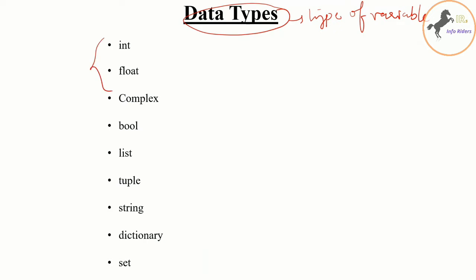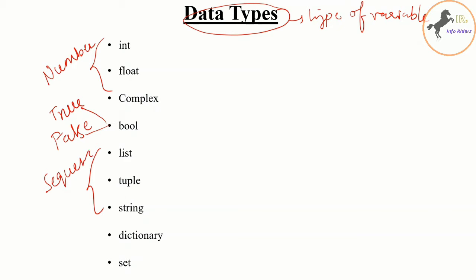These are the three main categories that come under the number categories. This bool is a type which gives the answer as true or false. List, tuple and strings come under the sequence data types. Dictionary and set.